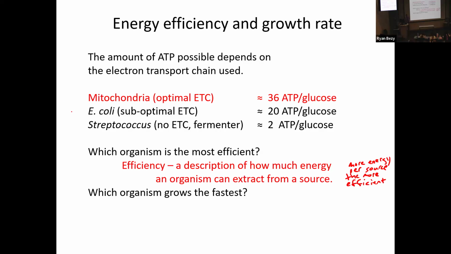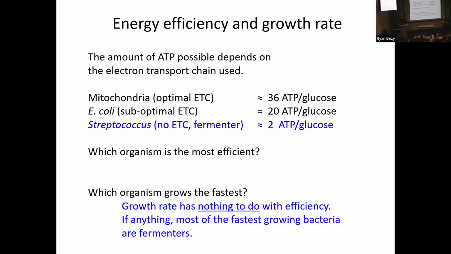Between E. coli and Streptococcus, which one do you think grows faster? Well, we said E. coli is more efficient, so you might think it grows faster. It doesn't. Turns out the faster growing species is actually Streptococcus. In fact, in some cases, not all, growth rate has nothing to do with the efficiency, strangely enough. And in many cases, the fastest growing bacteria are the fermenting bacteria.